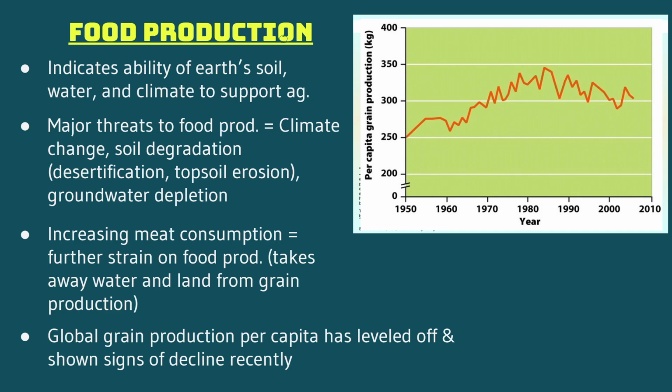As we see declining food production, that's an environmental indicator that we're not using our soils and our water resources sustainably, and our climate may be changing in a way that's not sustainable for agriculture.